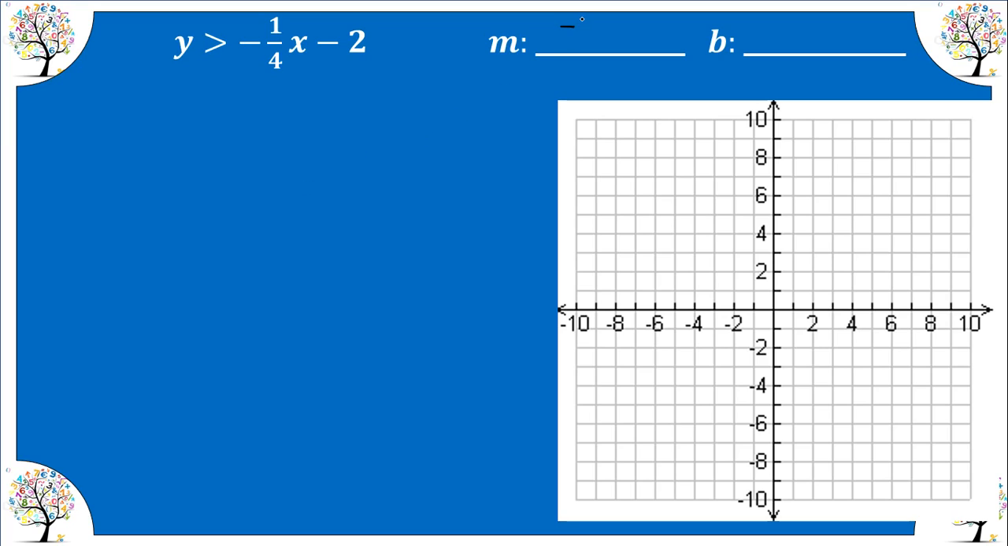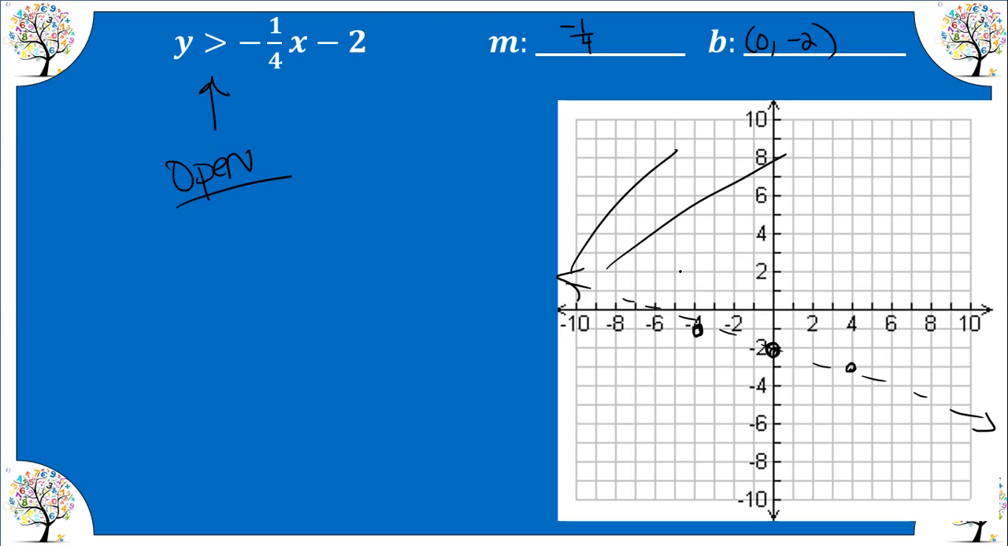We have a slope of -1/4. The y-intercept is (0, -2). We're going to start at -2. We're going to go down 1 and right 4. I can go up 1 and left 4. I'm going to pause to see if it's open or closed. It is open. It is a dashed line. I have some openings in my line. So none of these points are in my solution set, but y is greater, so we're going to shade in the upper half.